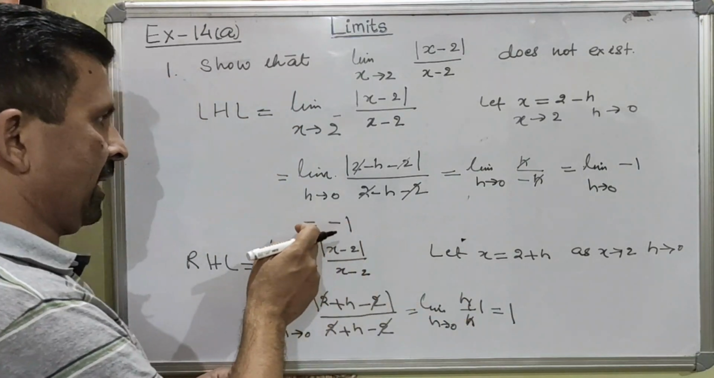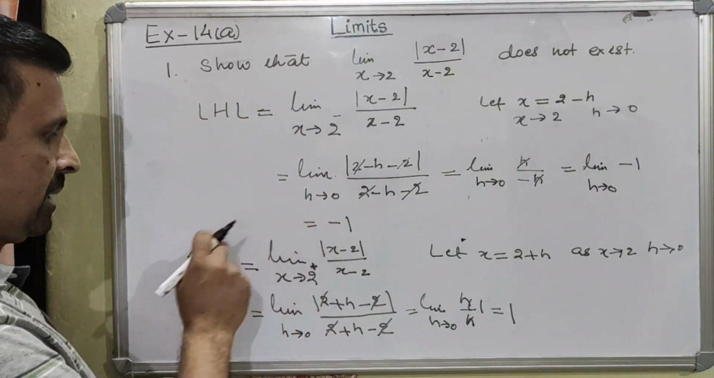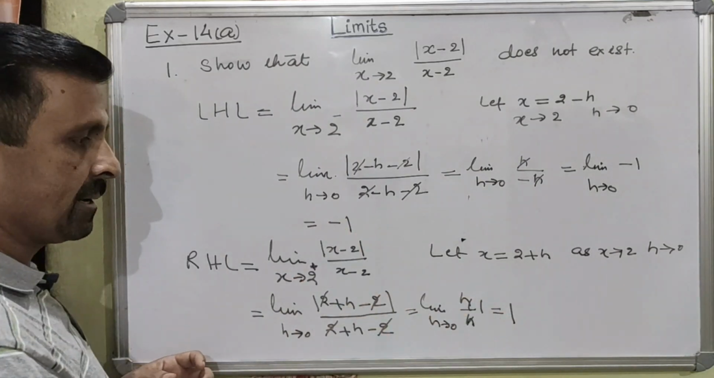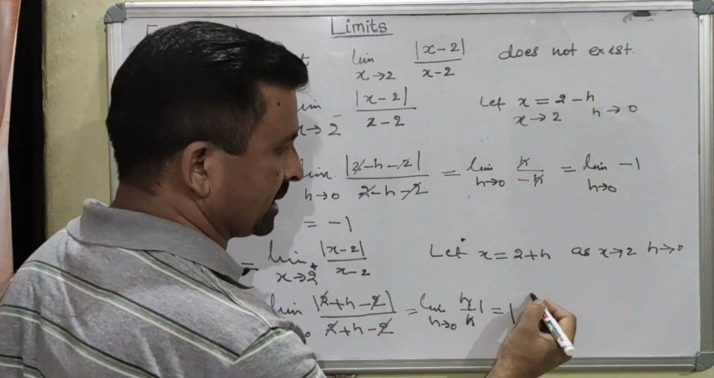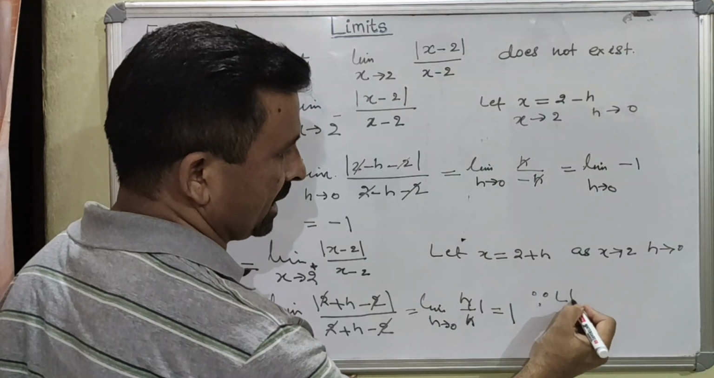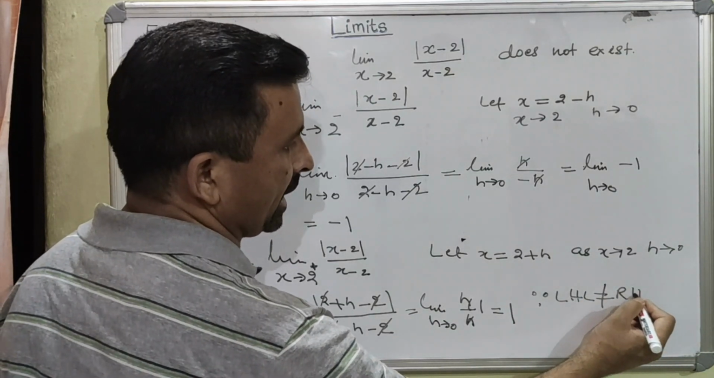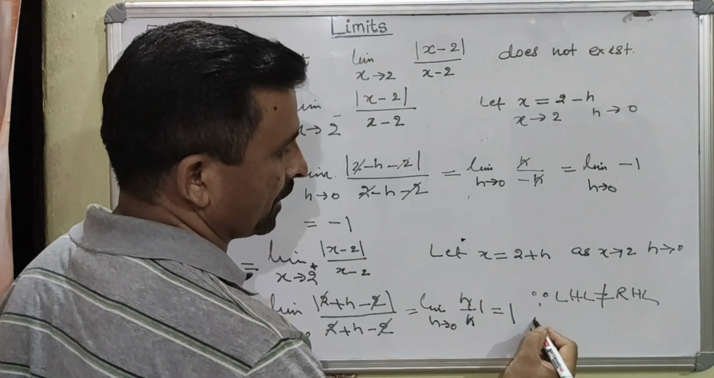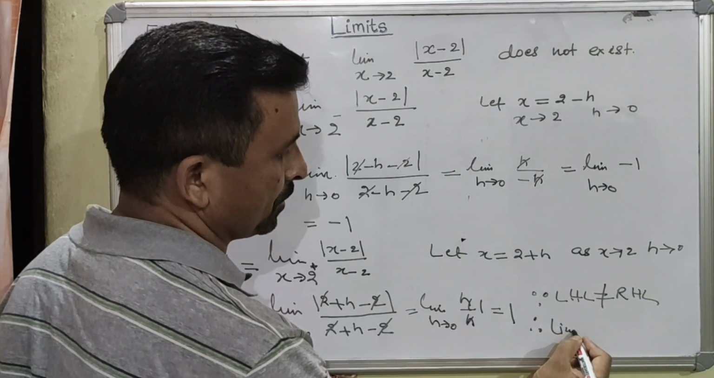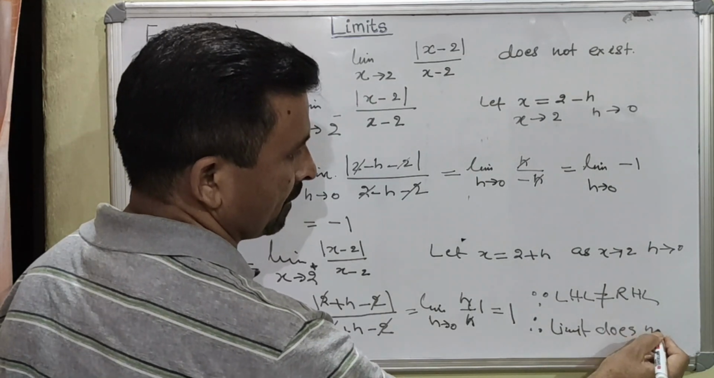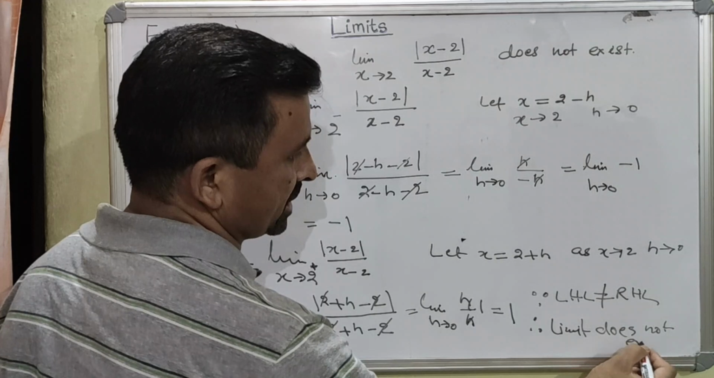Now look here, the value of your left hand limit you got was minus 1, the value of right hand limit you got is equal to 1, and these two are different. Therefore we will say, since the left hand limit LHL is not equal to the right hand limit RHL, the limit does not exist.